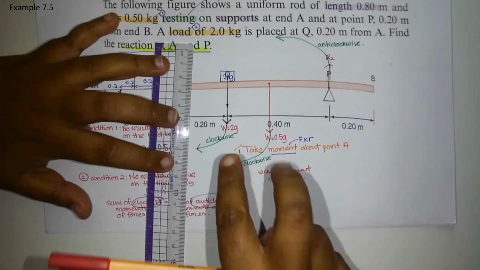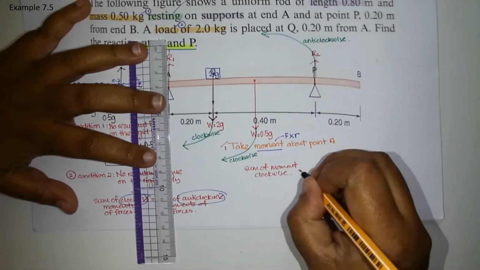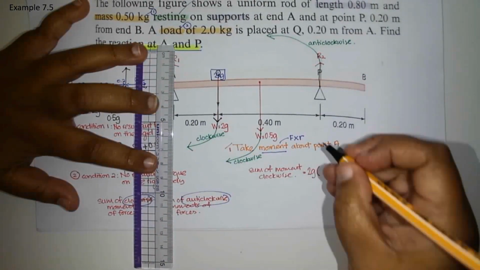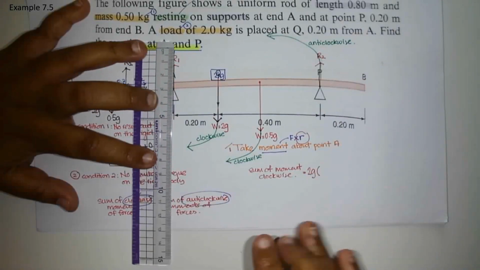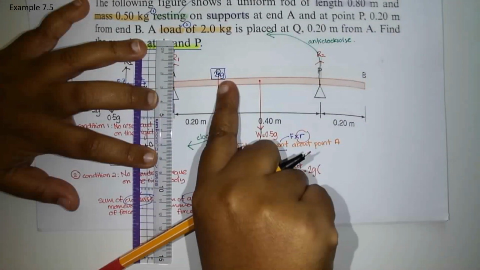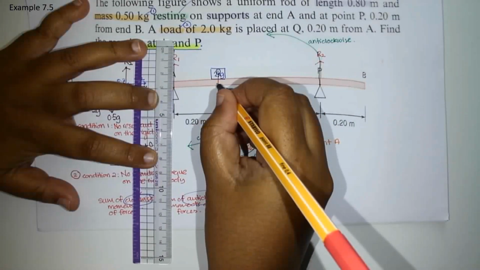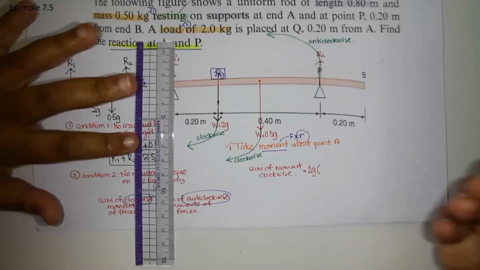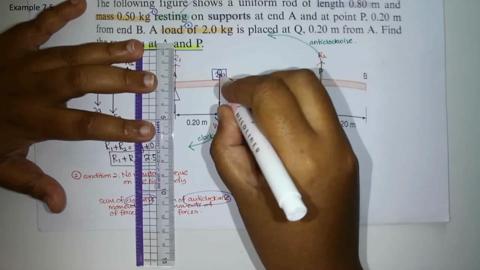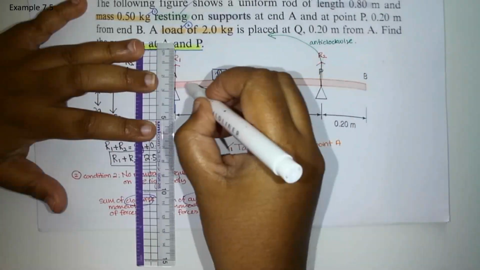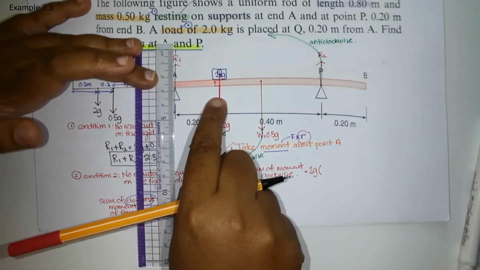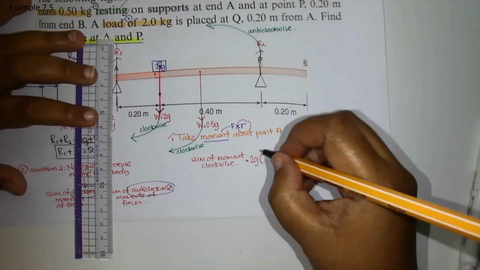So clockwise I have 2. The force is 2g times r. R is the place I take moment, the perpendicular distance of this force to that point. Let me take another color pen. The moment is the force and the perpendicular distance. It is 90 degrees, so the perpendicular distance from this to this is 0.2. So I put 0.2.